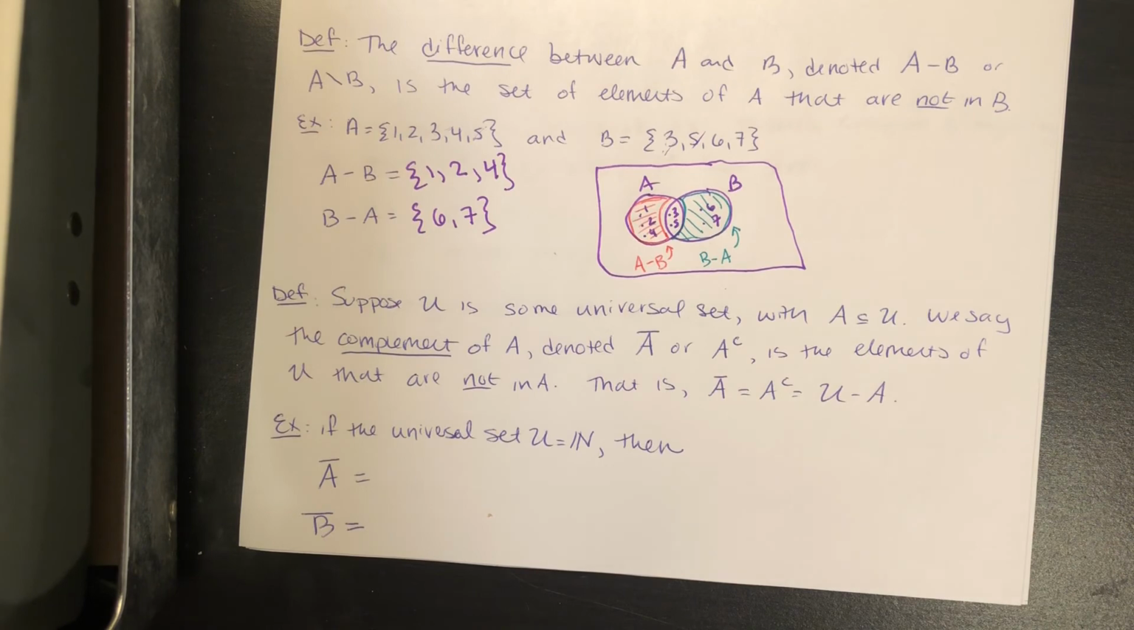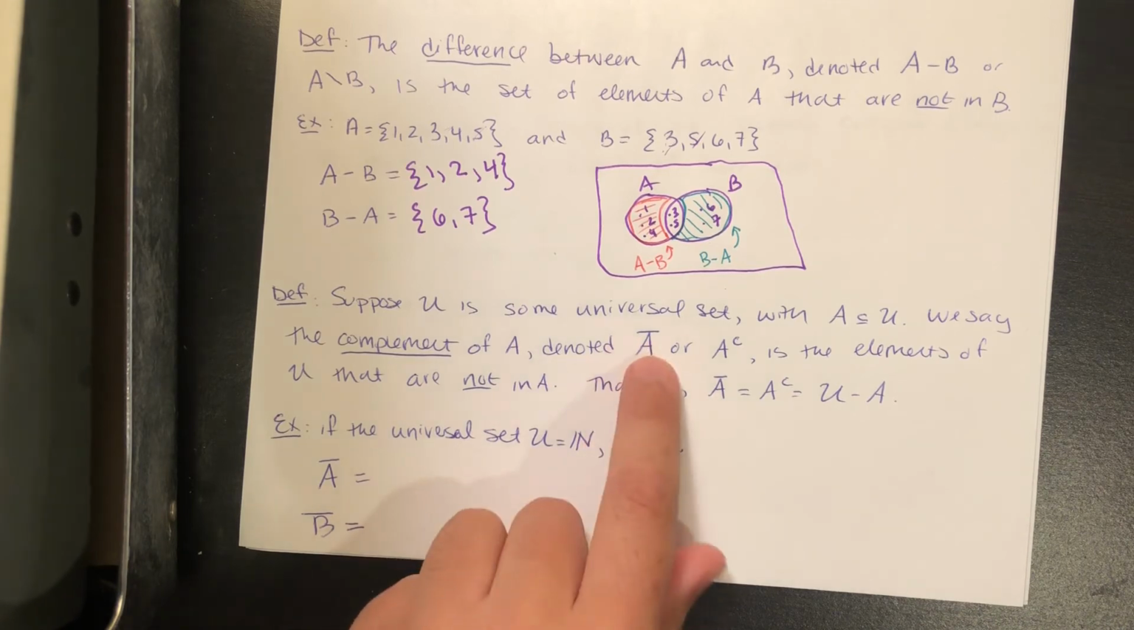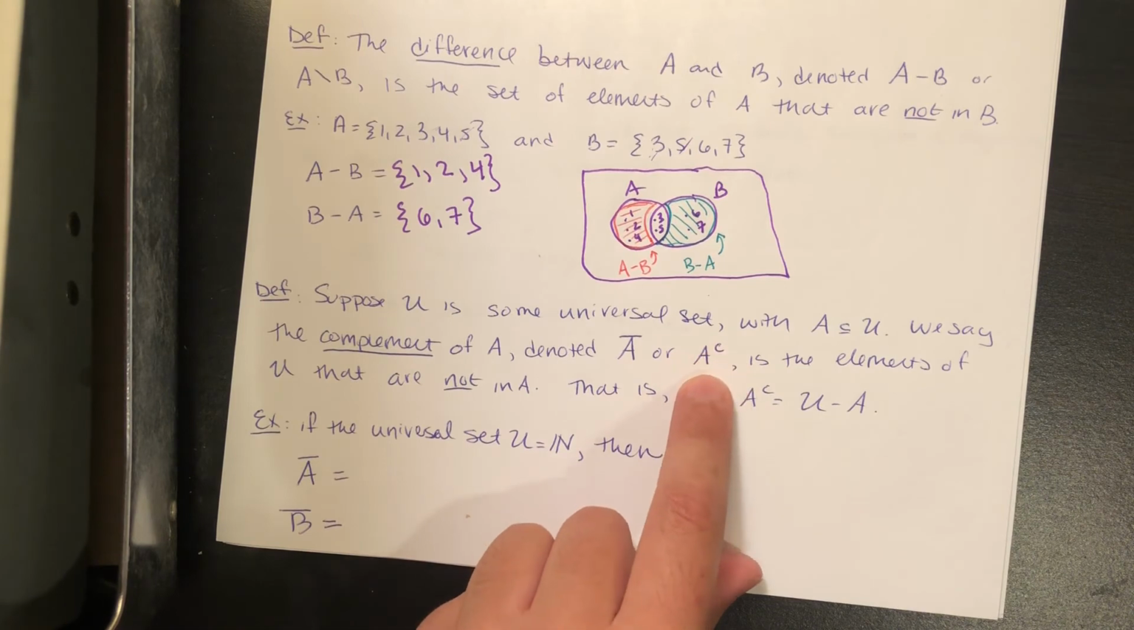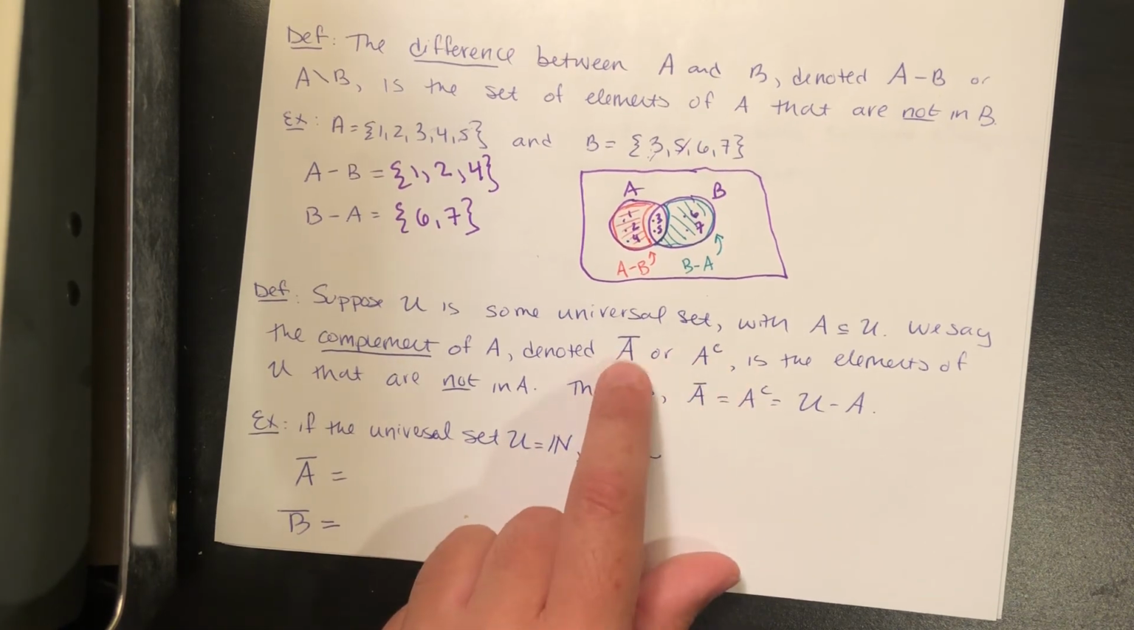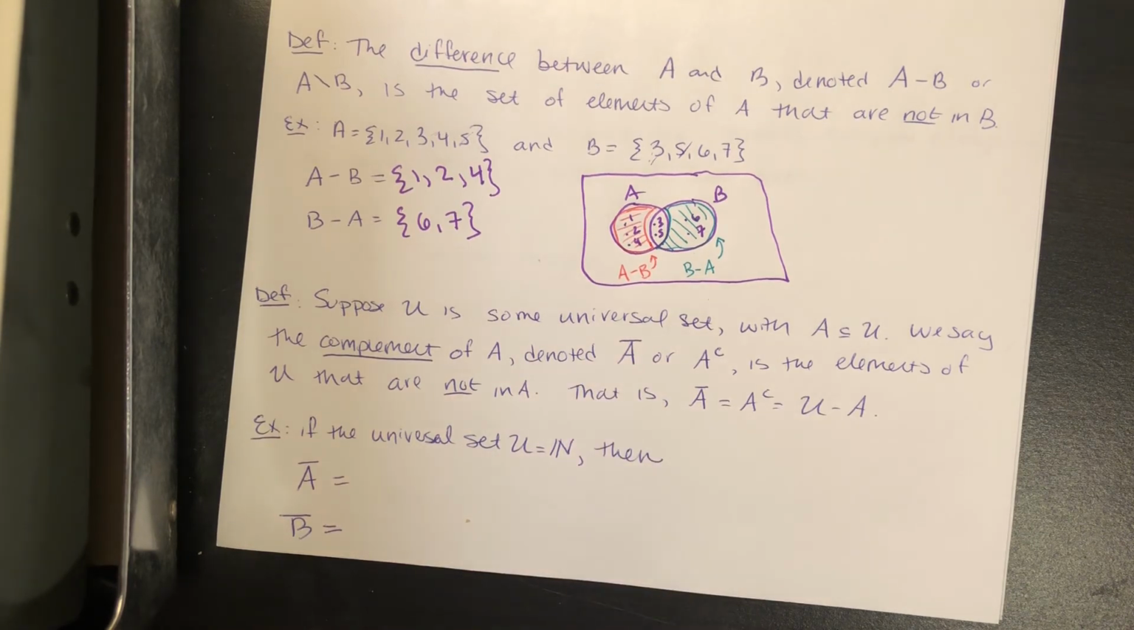So if U is some universal set, and A is a set that lives within that universe, then we can talk about the complement of A, which we denote A bar, A with a bar on top, or A raised to the C. You'll see this a lot in web work. You'll see this notation instead of A bar, but this is more common. And the complement of A is just everything in the universe except for the stuff that's in A. So you can think about the complement as being the difference between the universe and A. So it's everything in the universe that's not in A.